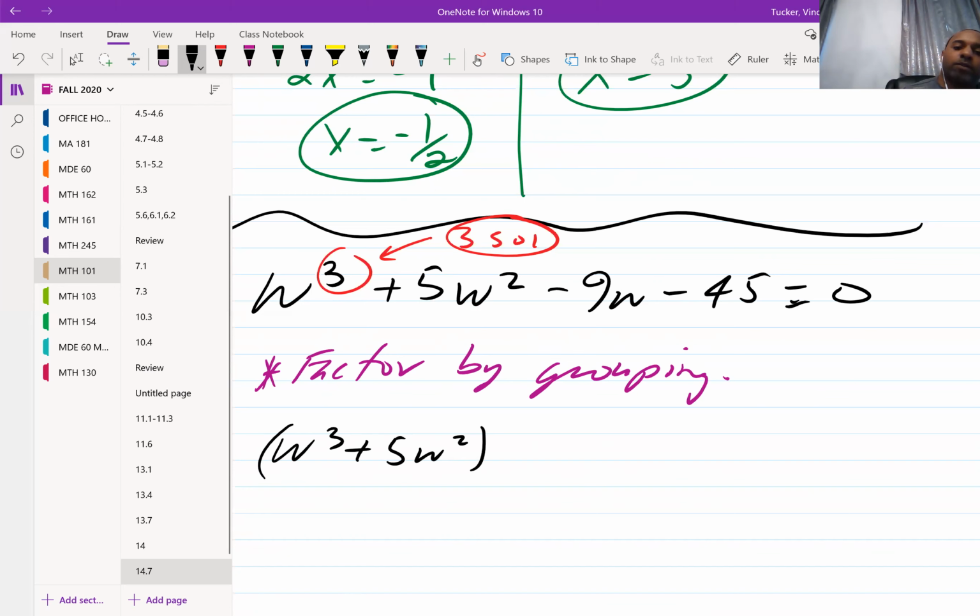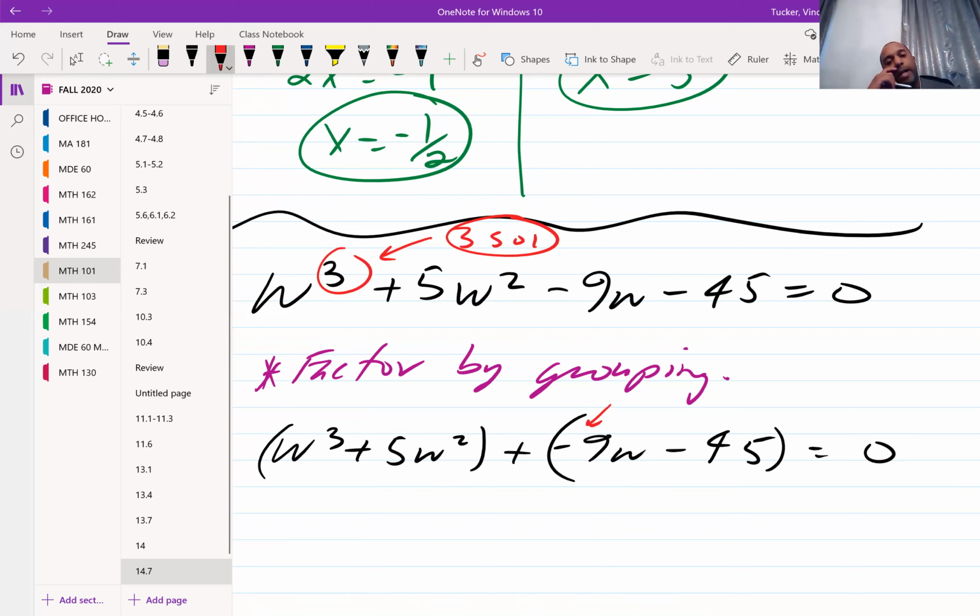So group together the first 2 and group together the second 2. Also notice that the minus sign in front of the 9, I included inside of the parentheses with that 9. You cannot separate the 2. So make sure you're careful with that.